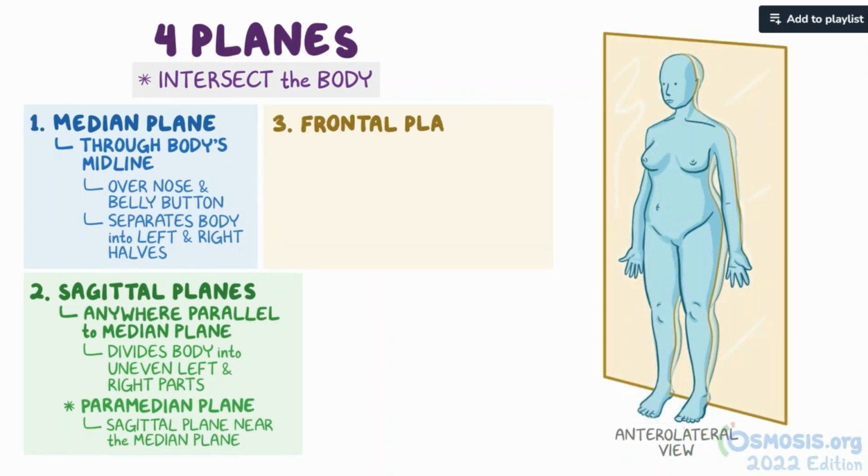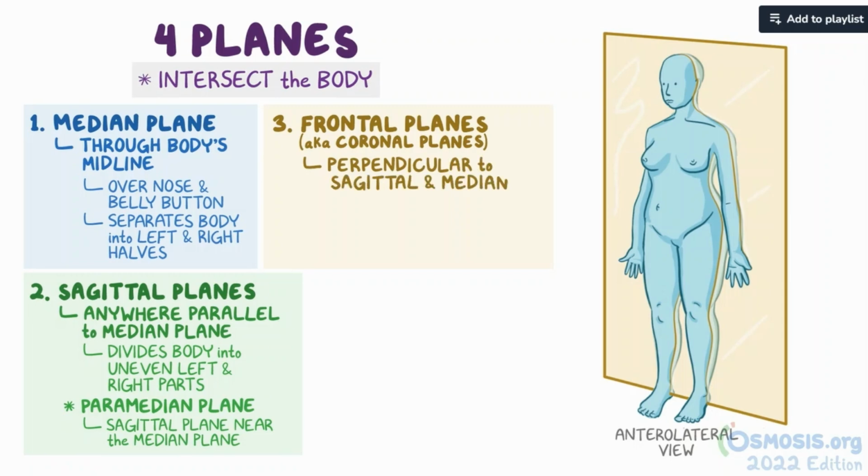Next, we have frontal planes, also known as coronal planes. These imaginary planes are also vertical, but perpendicular to the sagittal and median planes, meaning they go from left to right, separating the body into a front portion and a back portion.